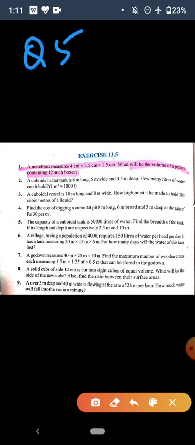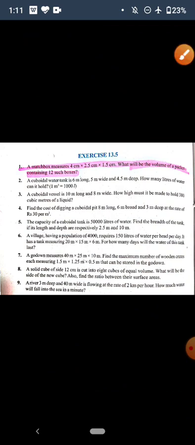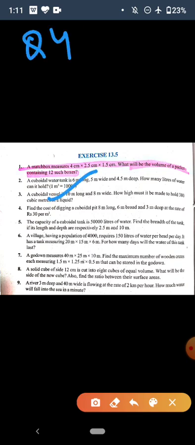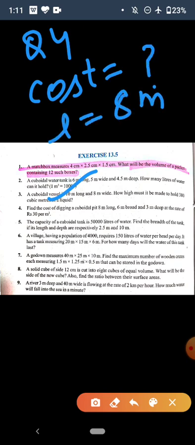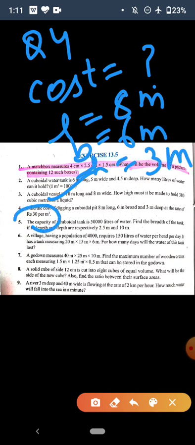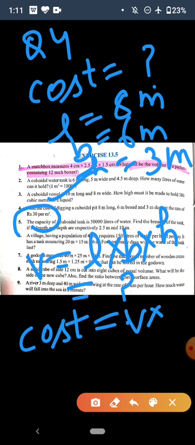Then question number 4. Find the cost of digging a pit 8 meter long, 6 meter wide and 3 meter deep at the rate of 30 per meter cube. For 1 meter cube the cost is 30. So first calculate the volume, L into B into H. After calculating the volume, you find the cost of digging by multiplying the volume by 30. So the first step is to calculate the volume, and the second step is to multiply by 30.